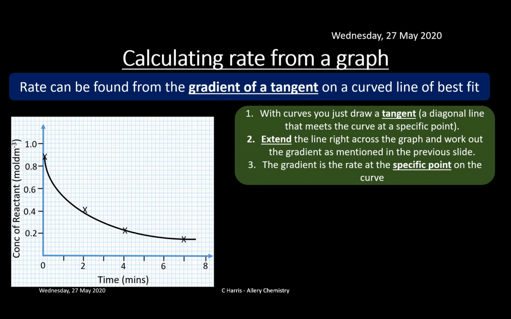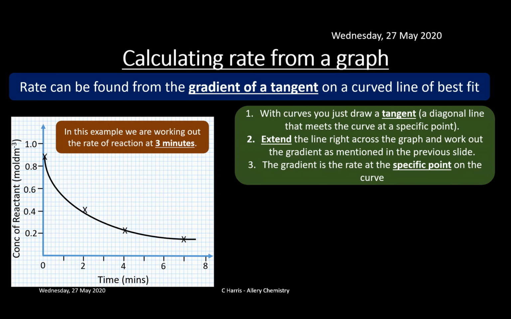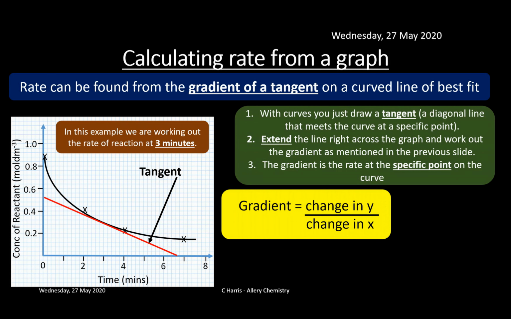So this is what we're going to be doing. Here we're going to work out the rate of reaction at 3 minutes for this particular reaction. You draw a tangent that hits right at the 3 minute point, as you can see there. It's going to go up here, and that tangent is hitting right against the curve at that point. Then to calculate the rate of reaction, we need to work out the gradient of that. The gradient is the change in y over the change in x. Y is this axis here, and x is this axis down here.